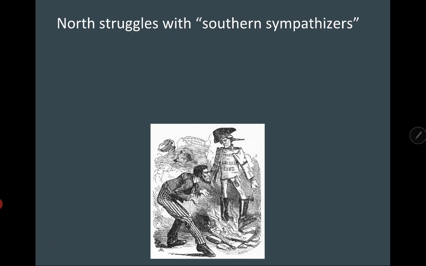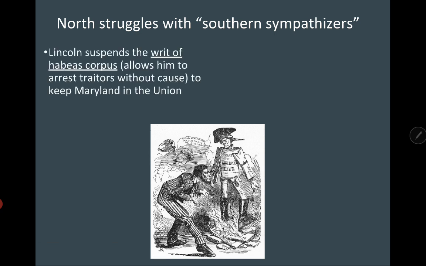The North also struggles with what's called Southern sympathizers. The goals of the war were not strong in the North. A lot of people disagreed with it. And so you have a lot of people, especially in places like Maryland, right where Washington, D.C. is, who support the Southern cause, or what they call Southern sympathizers. So you had people who were destroying railroads, people who were spies, people who were doing all of these things. And so Lincoln has to try to figure out what he's going to do with this.